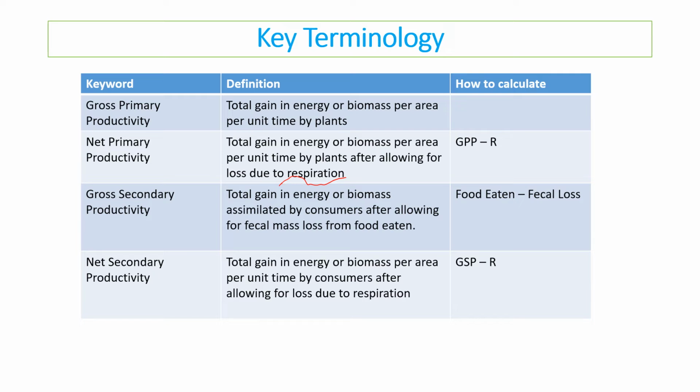So you would calculate that doing gross primary productivity, take away respiration. Now later in the food chain, obviously consumers are then going to eat those plants. So when we look at what consumers can have, consumers have gross secondary productivity, which is the total amount of energy they gain from eating the plants after allowing for the loss of fecal matter, so waste. Okay, and then the net secondary productivity is this figure take away respiration and what they can then convert into their own biomass.